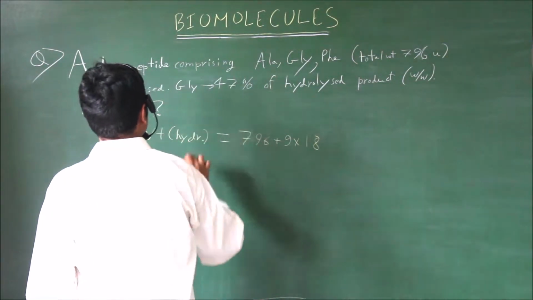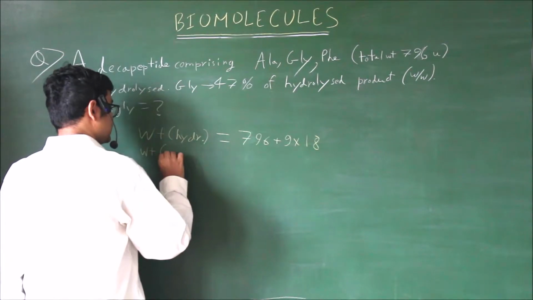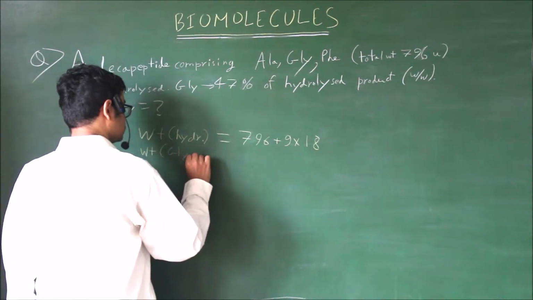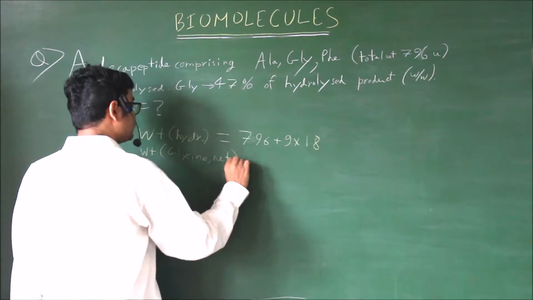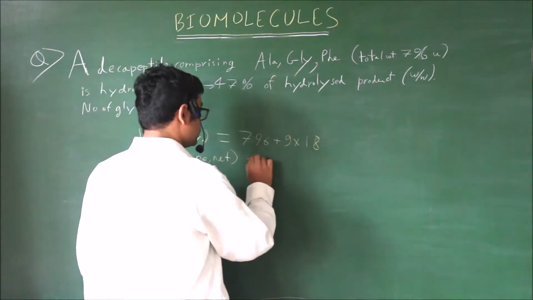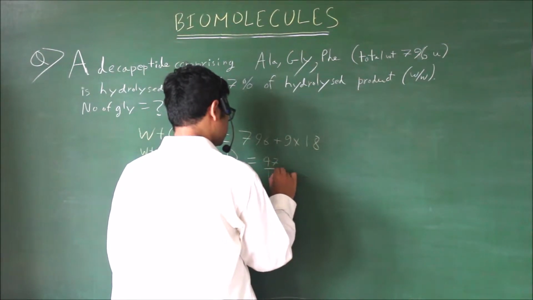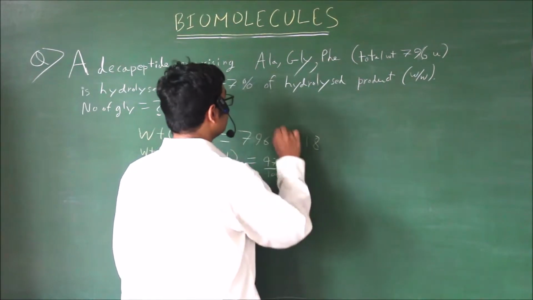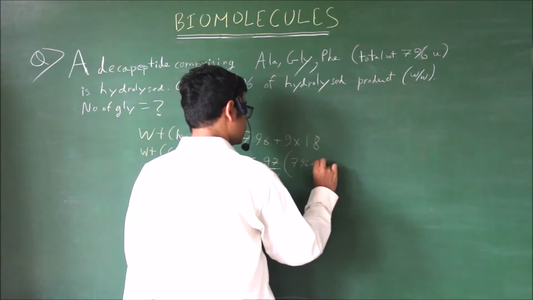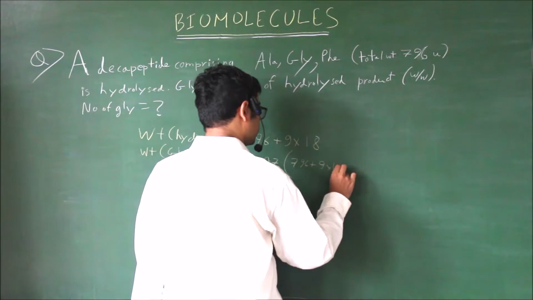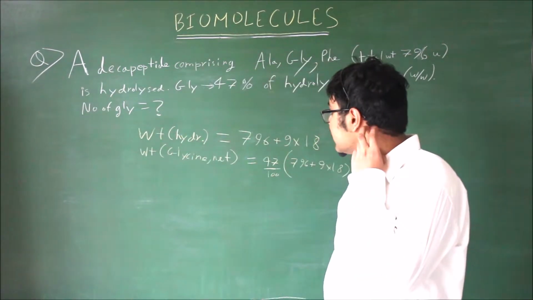Now we know that glycine is 47% of this. So the net weight of glycine, the total weight of glycine, is going to be 47 by 100 into 796 plus 9 into 18. This is the net weight of all the glycine amino acids combined.